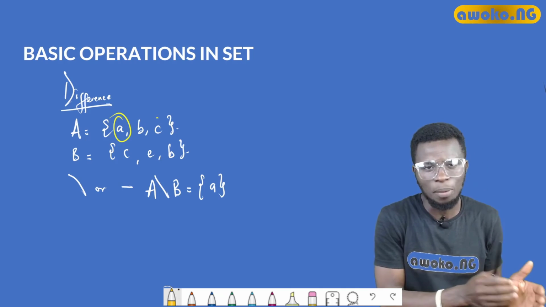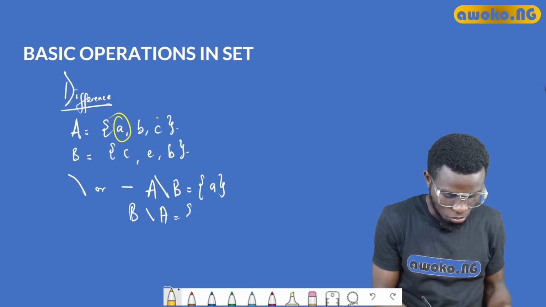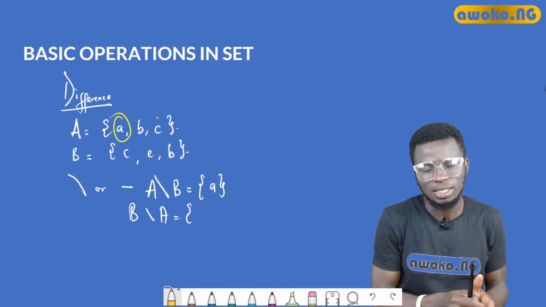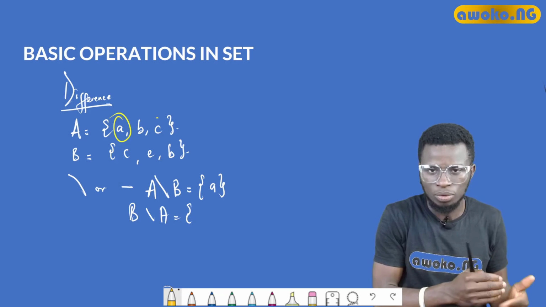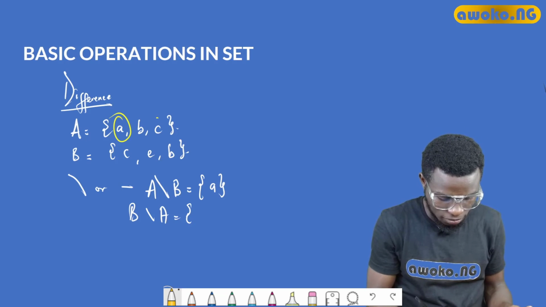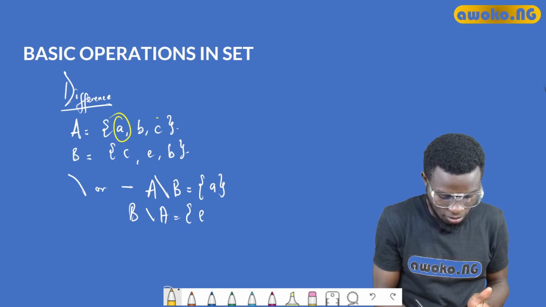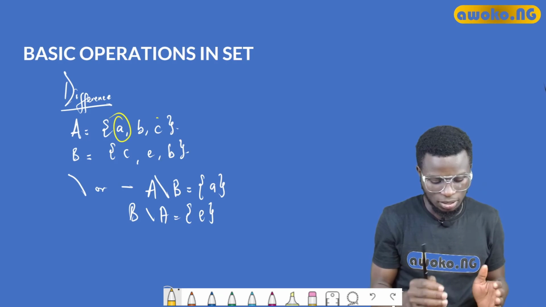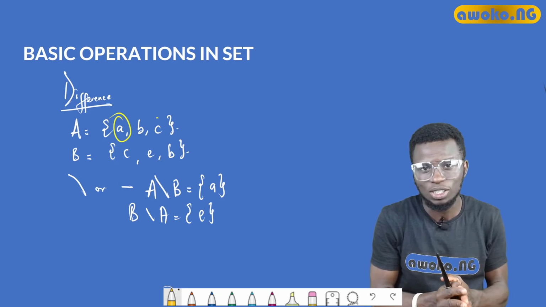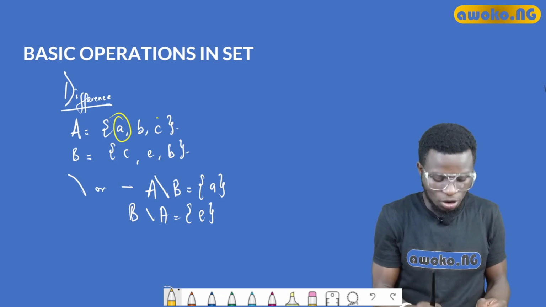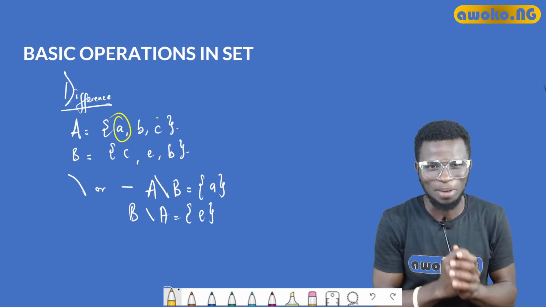We can also find B difference A. B difference A will be seen as the elements that are contained in B alone relative to A. And if we want to do that, of course, the element is E, as we have only one element there. And this type of set is called a single set because it only contains just one element or member.